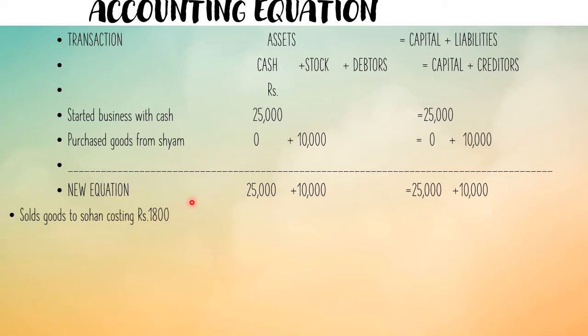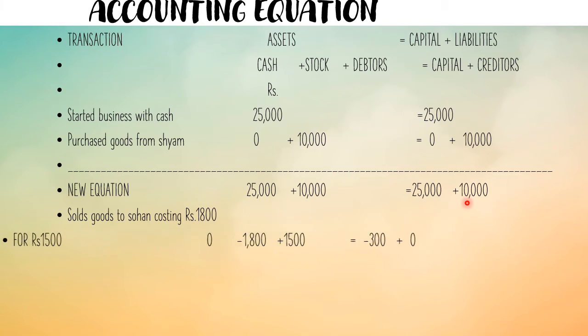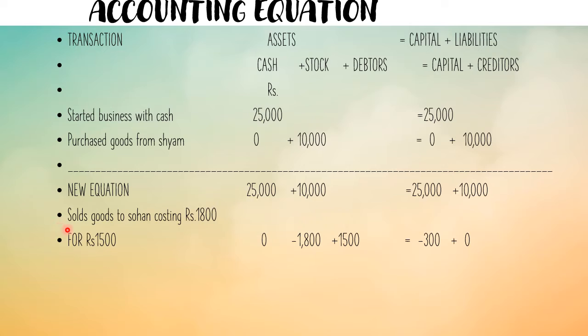Now let's see the new equation. So we are having cash of 25,000, stock of 10,000, capital of 25,000 and creditors of 10,000. Our next transaction is sold goods to Sohan costing rupees 8,000 for rupees 1,500.